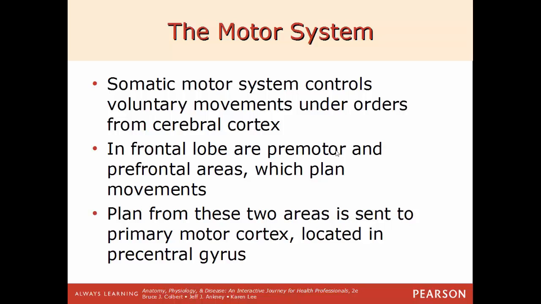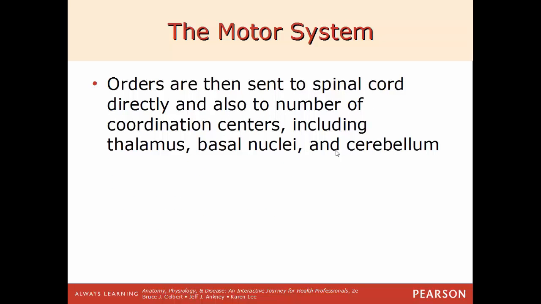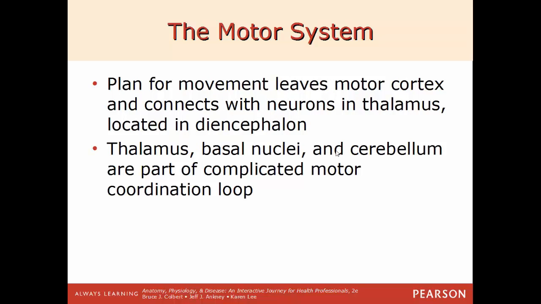In the frontal lobe, there are premotor and prefrontal areas, which will help plan movements. Now, plans from these two areas are sent to the primary motor cortex, located in the precentral gyrus. Orders are then sent to the spinal cord directly, and also to a number of coordination centers, including the thalamus, basal nuclei, and the cerebellum. Now, the plan for movement leaves the motor cortex and connects with neurons in the thalamus, located in the diencephalon. The thalamus, basal nuclei, and cerebellum are part of the complicated motor coordination loop.